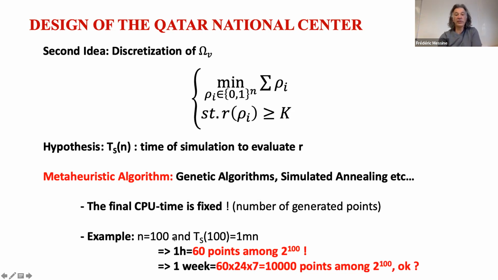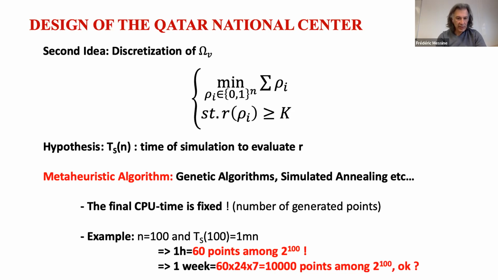So, for example, if you take a limit of about 1 hour, you will just test 60 points among 2^100, which is very, very huge. If you take 1 week, you multiply by 24 hours and 7 days, you will test close to 10,000 points, and among those, it depends, but in 1 week you can find a quite good solution maybe. So what happens now?